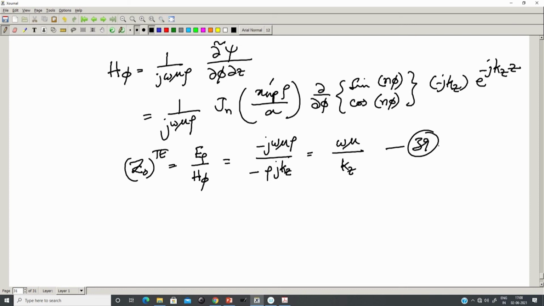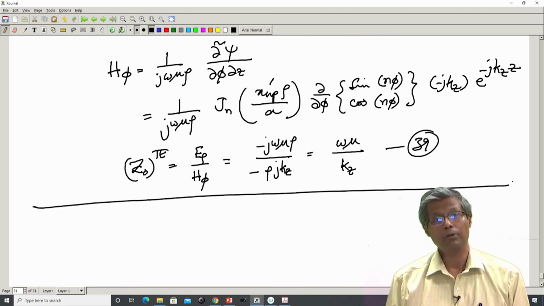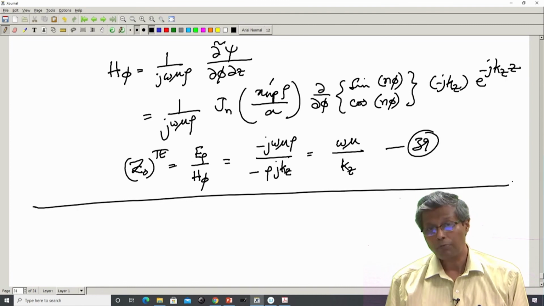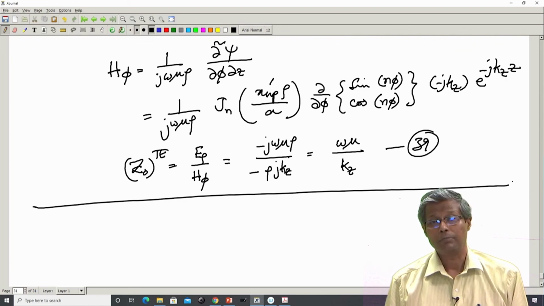So, this completes our treatment of the circular waveguide in terms of the propagation constant of the TEz and TMz modes, the cutoff frequencies and the characteristic impedances of the TEz and TMz modes. Next, we are going to utilize the knowledge gained from the circular waveguide in the investigation of the circular cavity. Thank you.